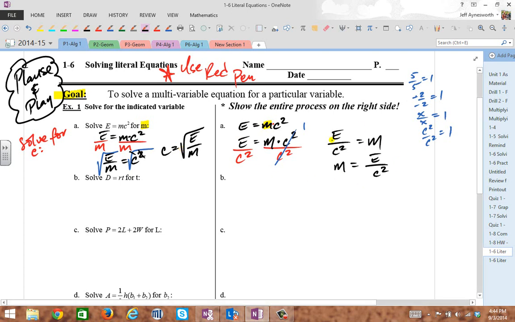Notice our answers look different depending on the variable that you choose to solve for. On the right we solved for m. On the left we solved for c. Okay, let's try it again.